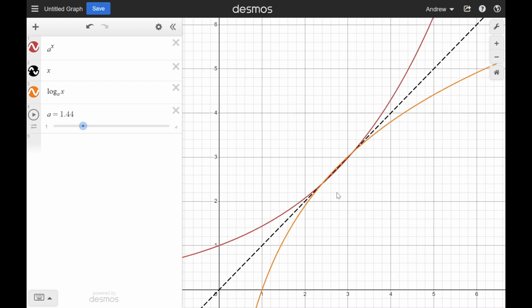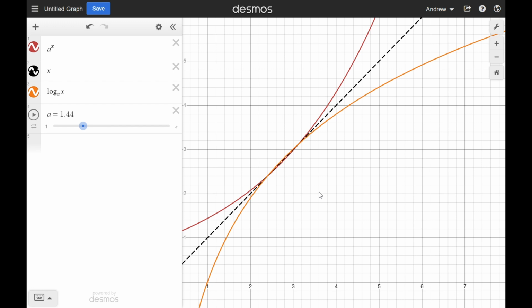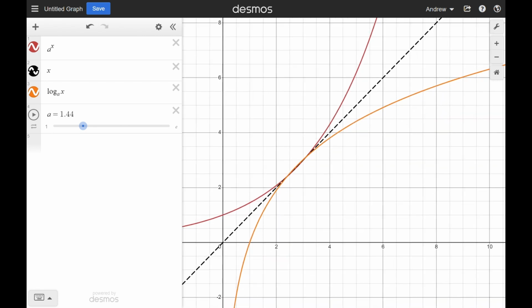So the whole goal of this problem is to find what value of a makes these intersect, and we'll also find the point of intersection while we're at it. So yeah, let's hop onto the OneNote.